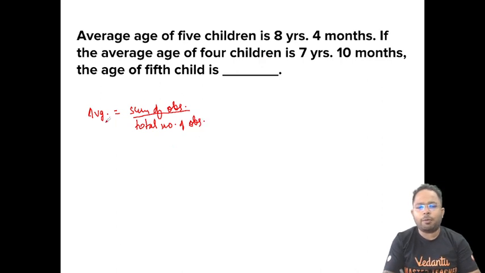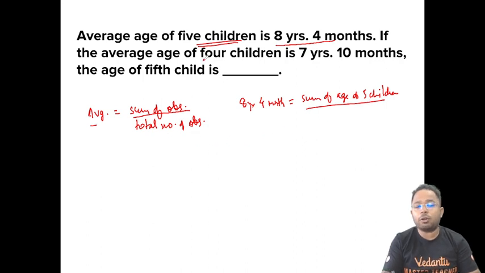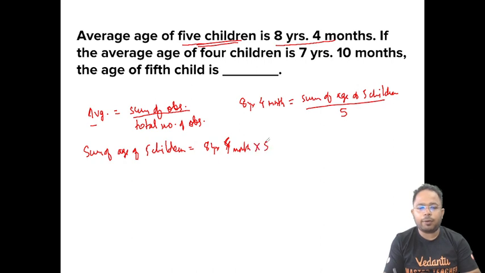Here we have been provided with the average. The average of 5 children is 8 years 4 months. That means 8 years 4 months is the average, equal to the sum of ages of 5 children, which we don't know, divided by the number of observations, 5 children. So we can get the sum of ages of 5 children as 8 years 4 months into 5. That gives 8 5s are 40 years, 5 4s are 20 months.